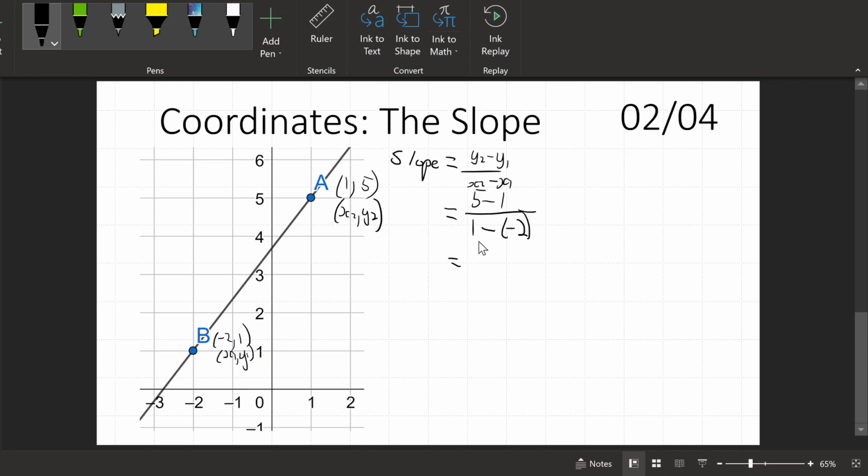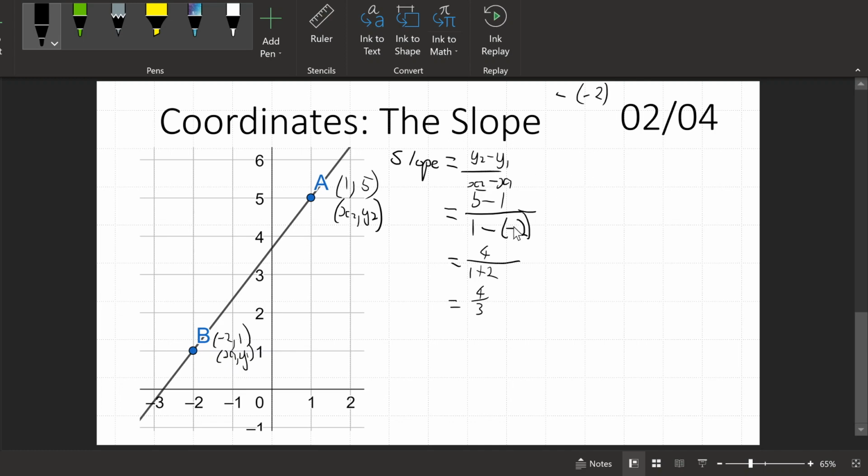Remember, girls, if you're plugging in a value that's negative into the x value, you need to be careful of your signs, okay? So that's going to be a 4 on top, and then taking away a negative number. Remember, if I lose debt, if I have less debt, then I have more money, right? So it's the same here. 1 take away negative 2 is the same as 1 plus 2. So I've got 4 over 3. It was positive, because from left to right, it's going up.